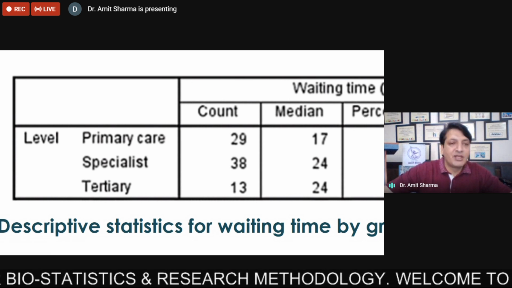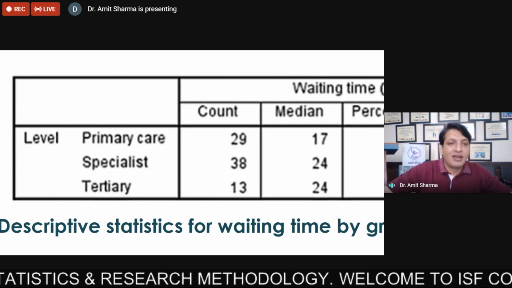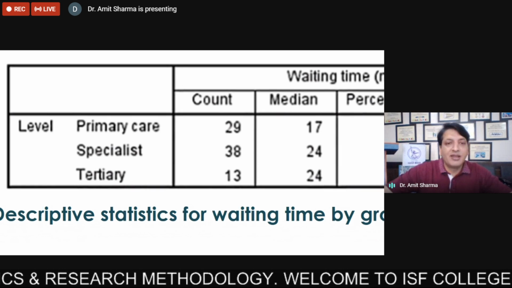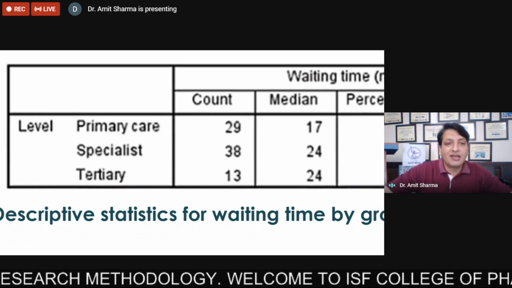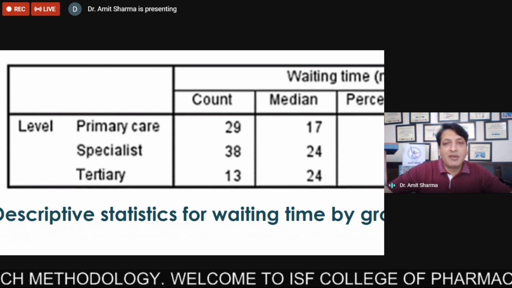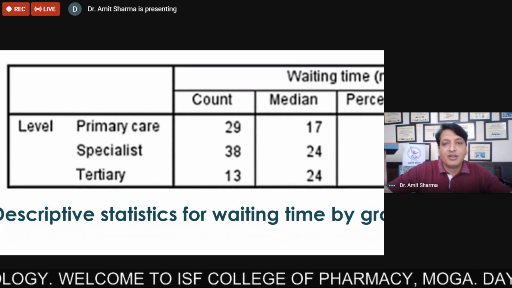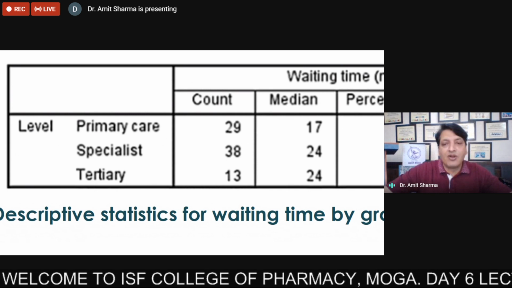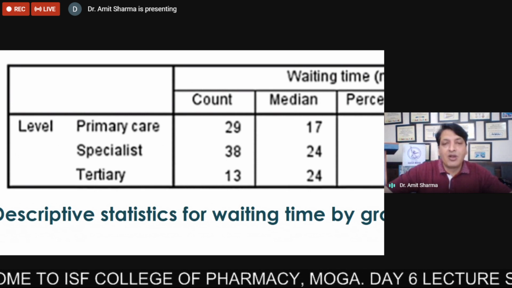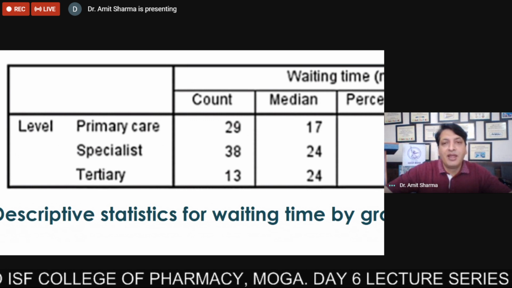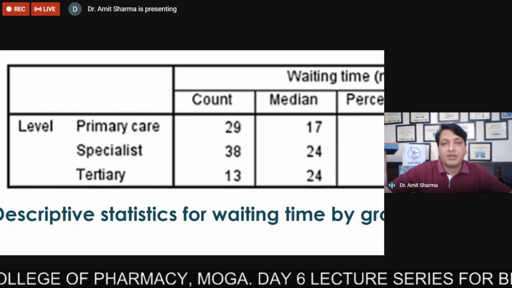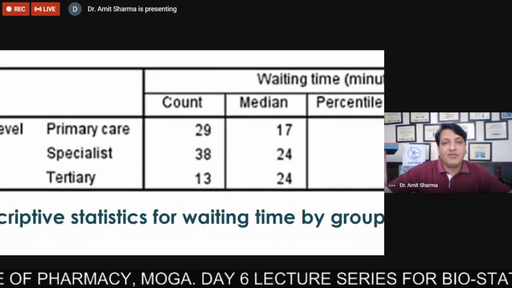The name of the variable was label, and under that label we have three categories: primary care, specialist, and tertiary. Under primary we got 29 patients, under specialist we got 38, and under tertiary we got 13. This will be taken as the capital N frequencies, the count of how many patients visited which department.